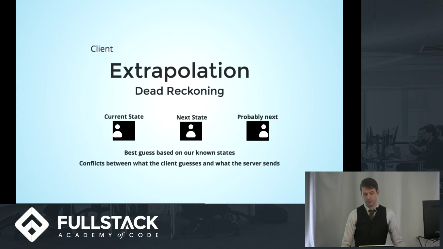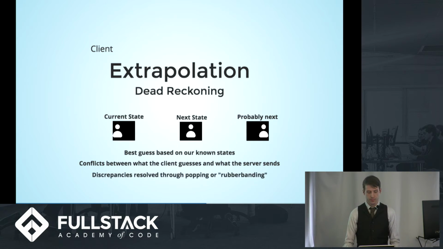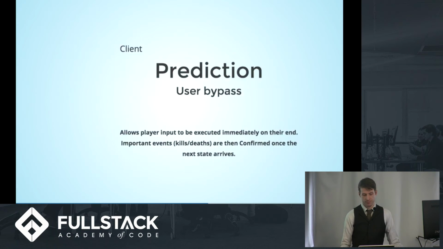But unfortunately, if something changed, we open ourselves up to conflicts between what the client guesses and what the server sends. Discrepancies like this are resolved usually by popping, which is just essentially the enemy teleporting from the guess state to the actual state, or rubber banding, which is a quick and abrupt interpolation from one location to the other, where an enemy will swing from the guess state to the arrived actual state.